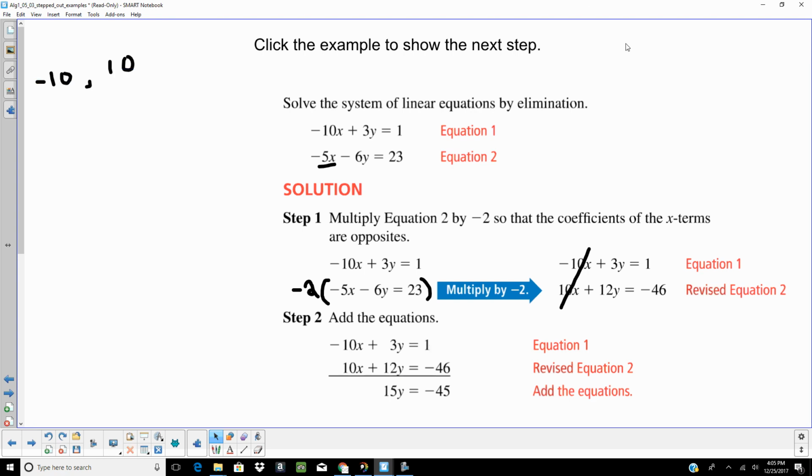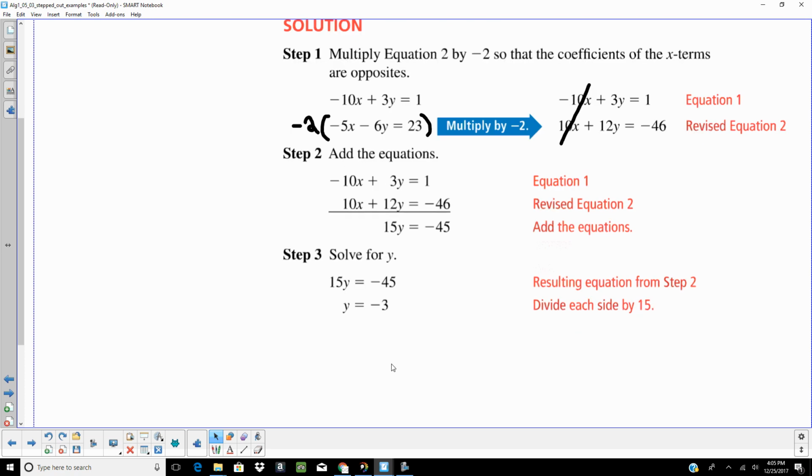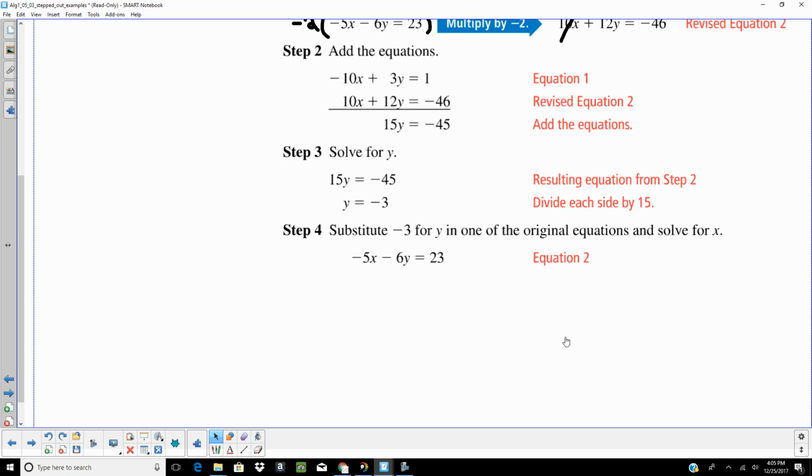3y plus 12y equals 15y. 1 plus negative 46 equals negative 45. Divide both sides by 15. And you get y equals negative 3. Yeah, that's great. That tells me my y. I need to find my x. So my last step is I have to go back to one of the original equations. Again, it doesn't matter which one. Looks like I'm going to go with equation number 2.